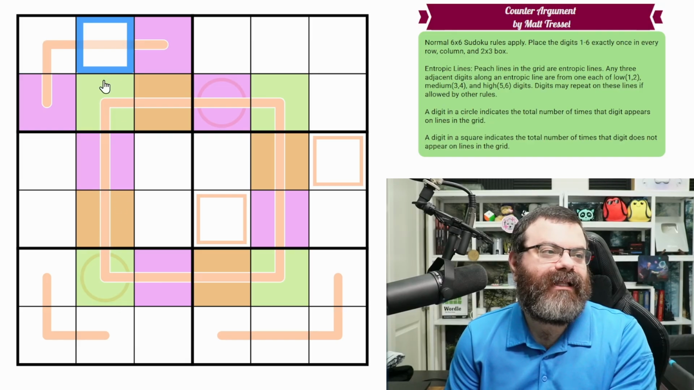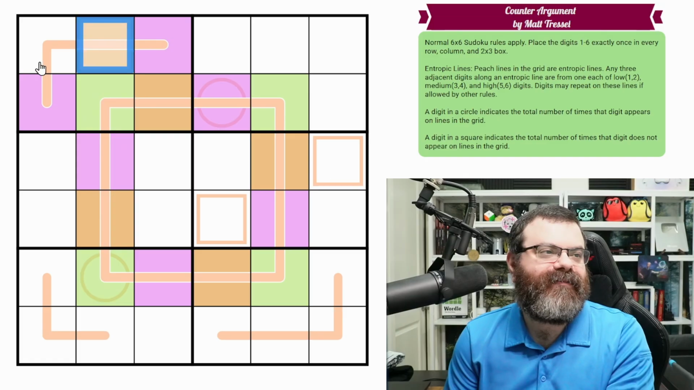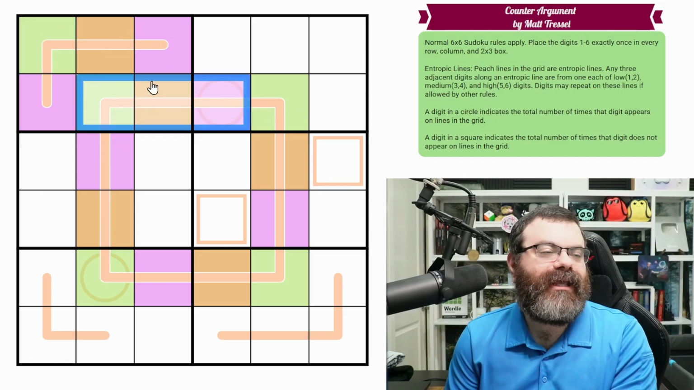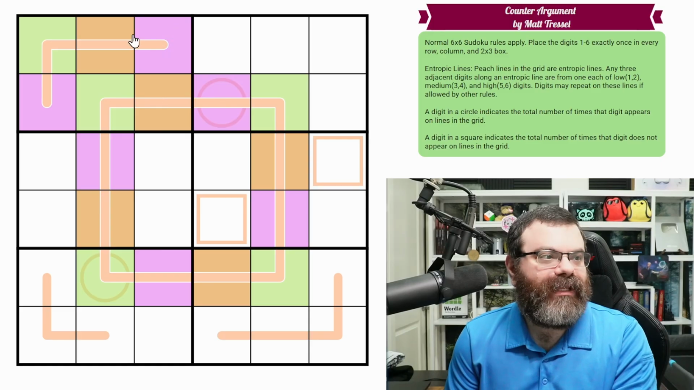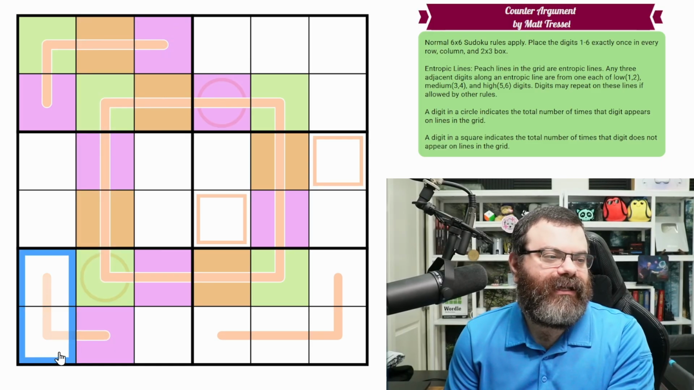Both greens are used up in the column. And it can't be purple because both purples are used up in the box. So this does have to be orange and this does have to be green. But not because it had to follow the same order as this one. It just happens to. Now in this column, we're missing a purple.